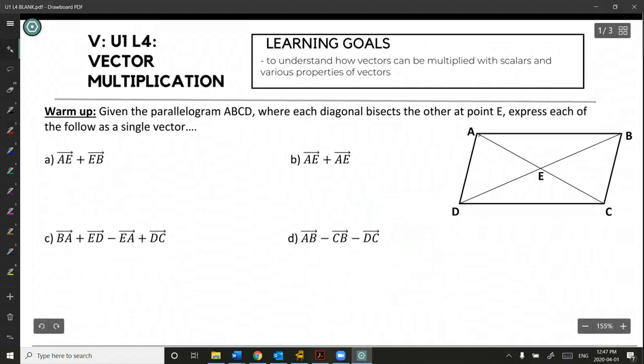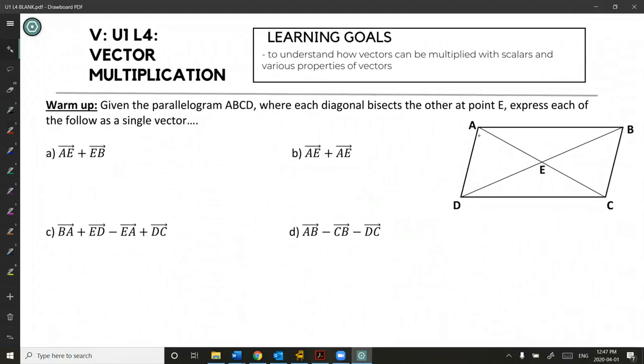Hi everyone, today we're going to be looking at vector multiplication. Our warm-up question deals with some information from previous lessons, so please just pause the video and try it out to start, and then we'll take it up.